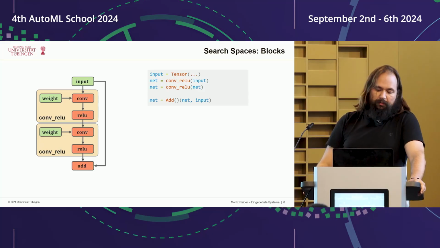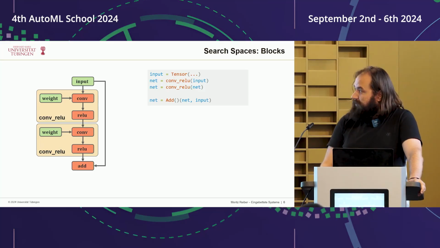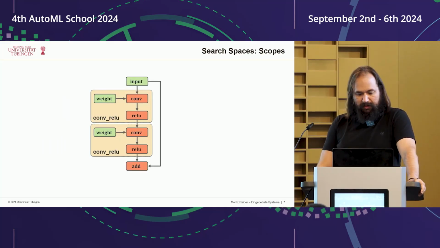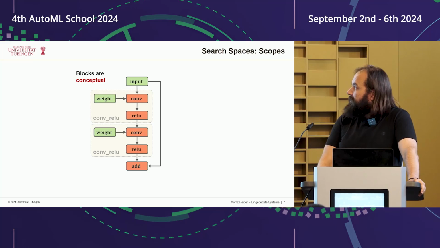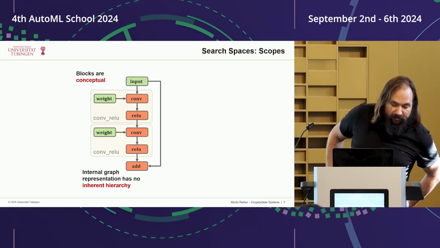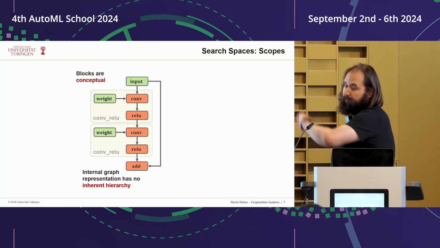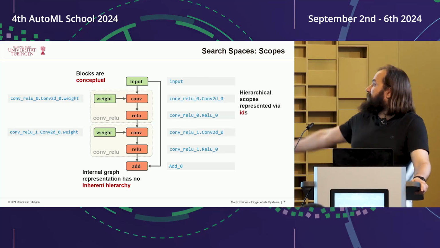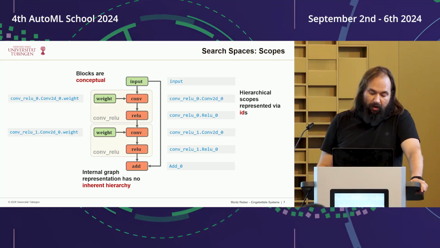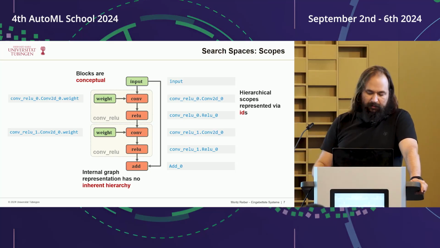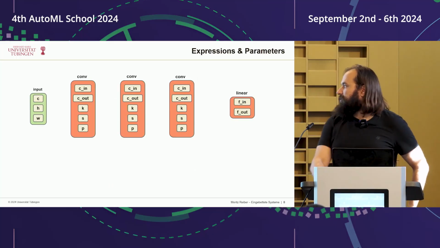Blocks represent reusable components, and blocks are just defined by defining a function in the neural network architecture description. Blocks on the neural network graph level are only conceptual, so we always represent the full graph and just represent the blocks in the final graph by the names or the IDs that we give to the different nodes.